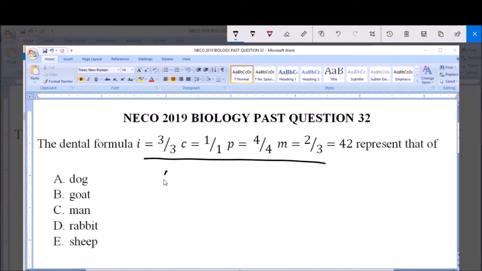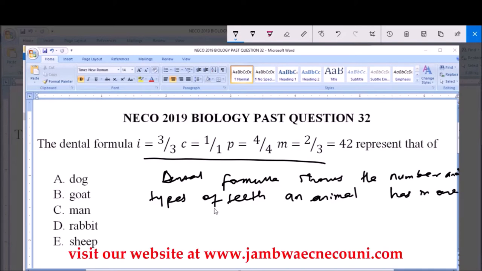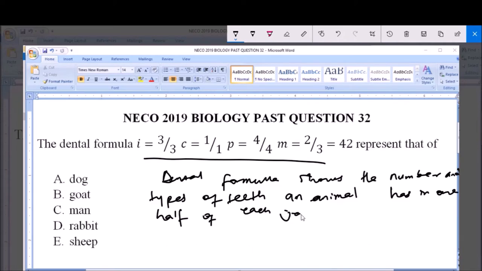Now, like we know, dental formula shows the number and type of teeth an animal has in one half of each jaw. Meaning that dental formula represents the number of teeth an animal has in one half of each jaw, that is both upper and lower jaw. Now, the ones in the numerator represent the upper jaw and the denominator represents the lower jaw.